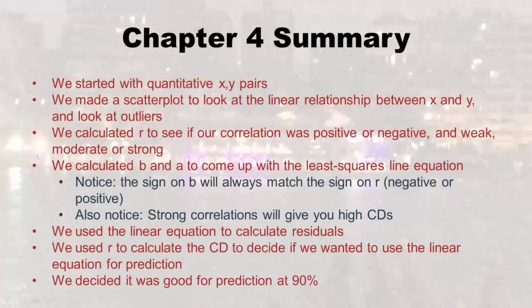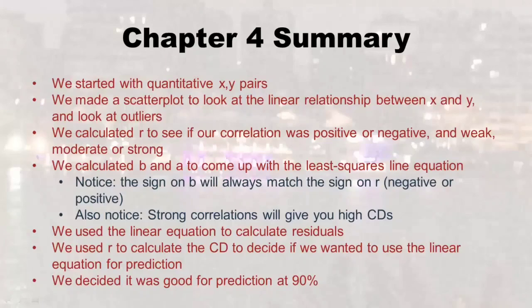Okay, in summary, I just wanted to go over chapter 4 so you realize where we've been. So we started out with a set of quantitative XY pairs. First thing we did was we made a scatter plot. We wanted to look at the linear relationship between X and Y, and we wanted to look at outliers. If we had seen a lot of outliers or no linear relationship, we would have stopped there.